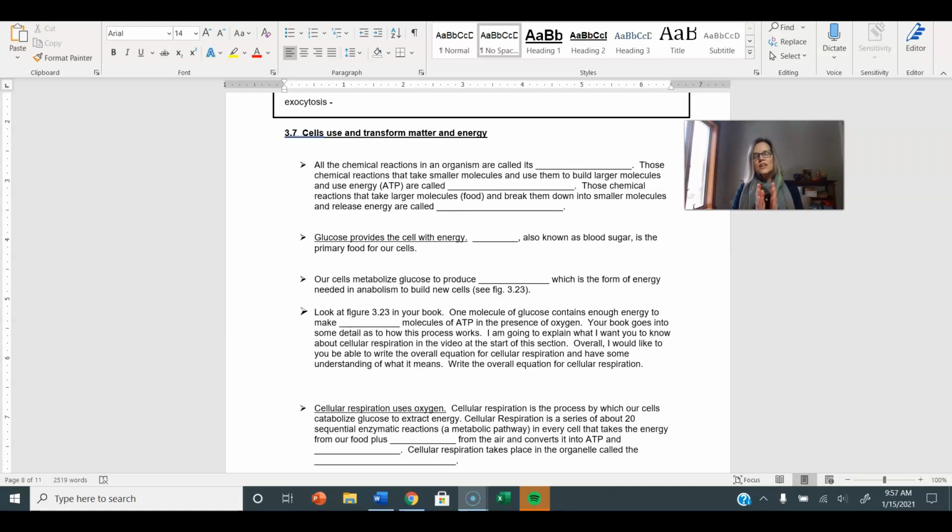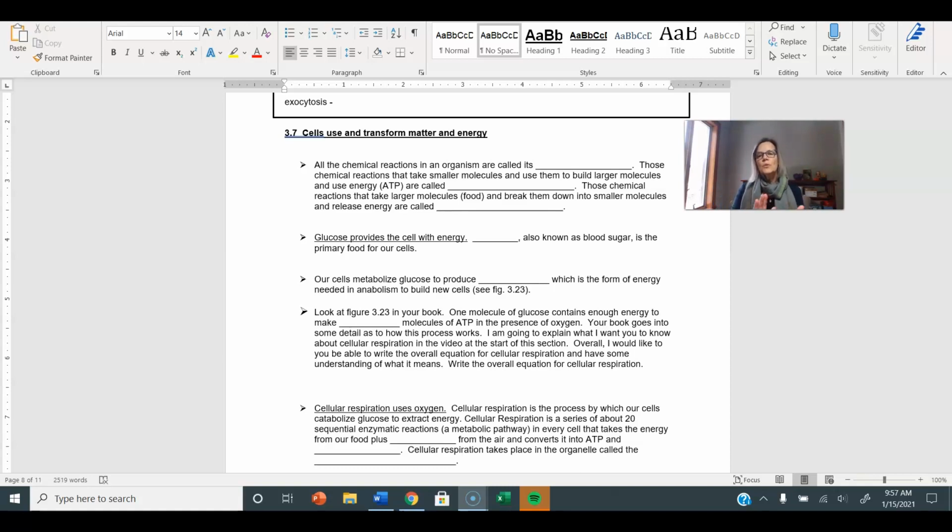One of the main reasons I like you to understand it is that it's really central to all of our metabolism. Everybody knows we eat and we breathe and we exhale, but this gives you the reason why we do all that. It gives you the chemical basis for why we need that food, why we need that oxygen, and why we exhale carbon dioxide.